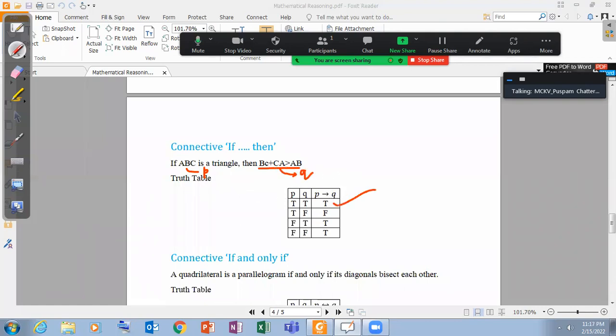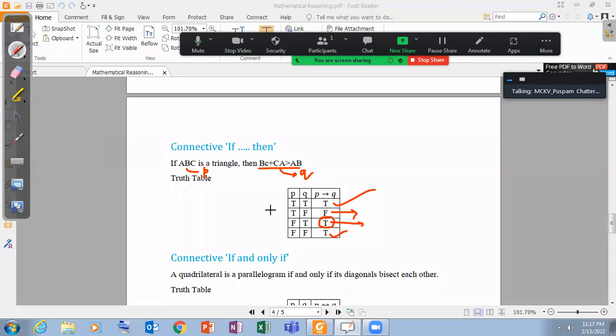If both of them are true, fine, true. If the first one is true and the second one is false, then it is of course false. If the first one is false and the second one is true, then it has to be true. If something is false and then something becomes true, it becomes true. If both of them are false, then it has to be true. The if-then statement must be true. So how to remember this?